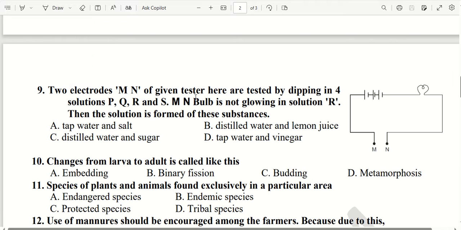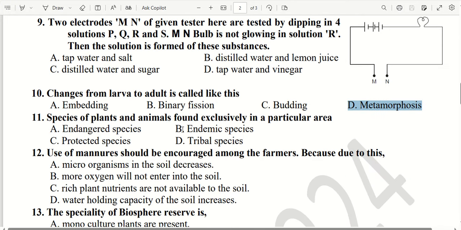Two electrodes M and N are tested by dipping in four solutions P, Q, R, S. In one solution the M and N bulb is glowing, and in solution R the bulb is not glowing. The solution is formed with distilled water and sugar solution, because in distilled water and sugar solution no current is passed, as there are no ions. The change from larva to adult is called metamorphosis, which is the correct answer.